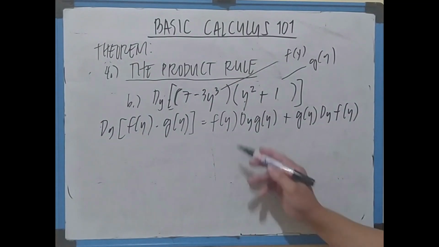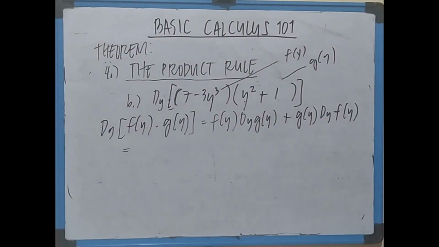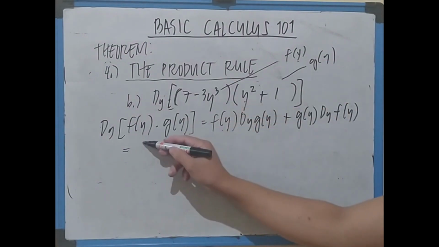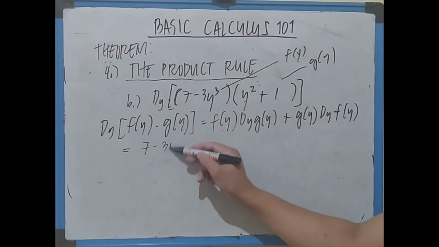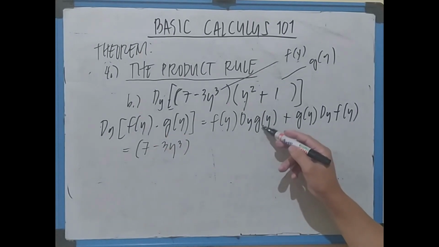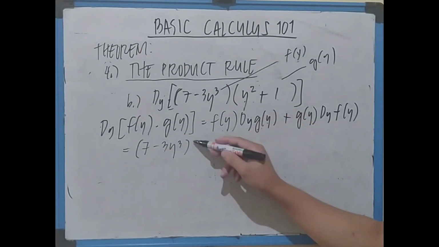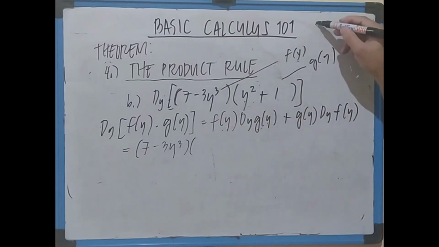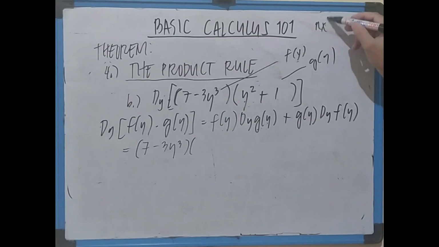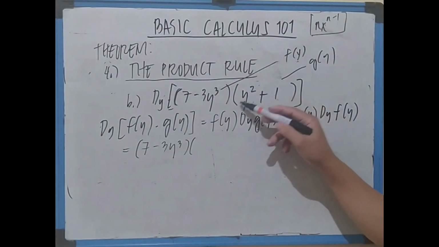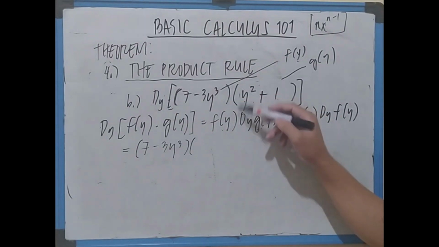Okay? So, here, i-apply na natin yung mga equation natin. So, f of y is here. We have 7 minus 3y cubed. Then, the derivative of g of y. Ito pa ang g of y natin. So, kunin natin ang derivative nito. Since, so we follow the same formula, nx raised to n minus 1. Shortcut ito. So, 2 times 1 is 2. Ito po yun.